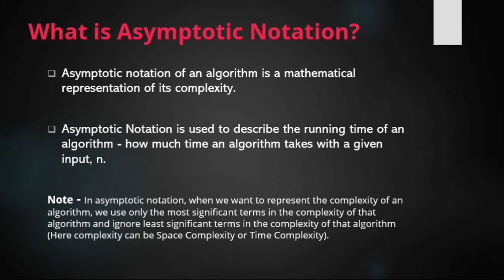Asymptotic notation of an algorithm is a mathematical representation of its complexity. It is used to describe the running time of an algorithm, that is, how much time an algorithm takes with a given input. Note: in asymptotic notation, when we want to represent the complexity of an algorithm, we use only the most significant term in the complexity of that algorithm and ignore the least significant terms. Here complexity can be space complexity or time complexity.